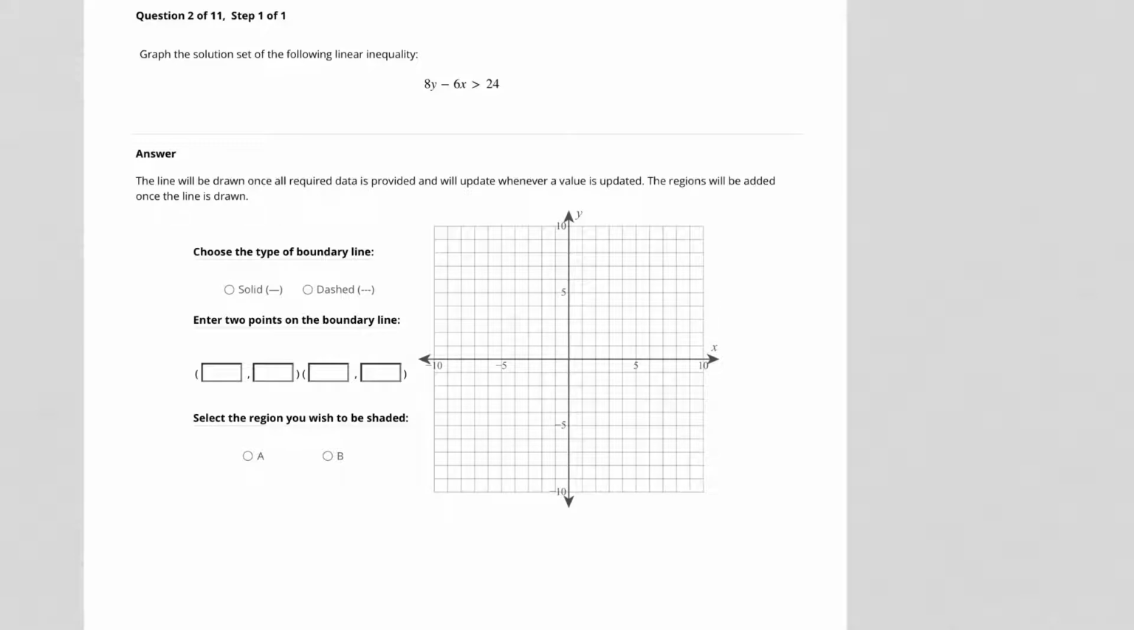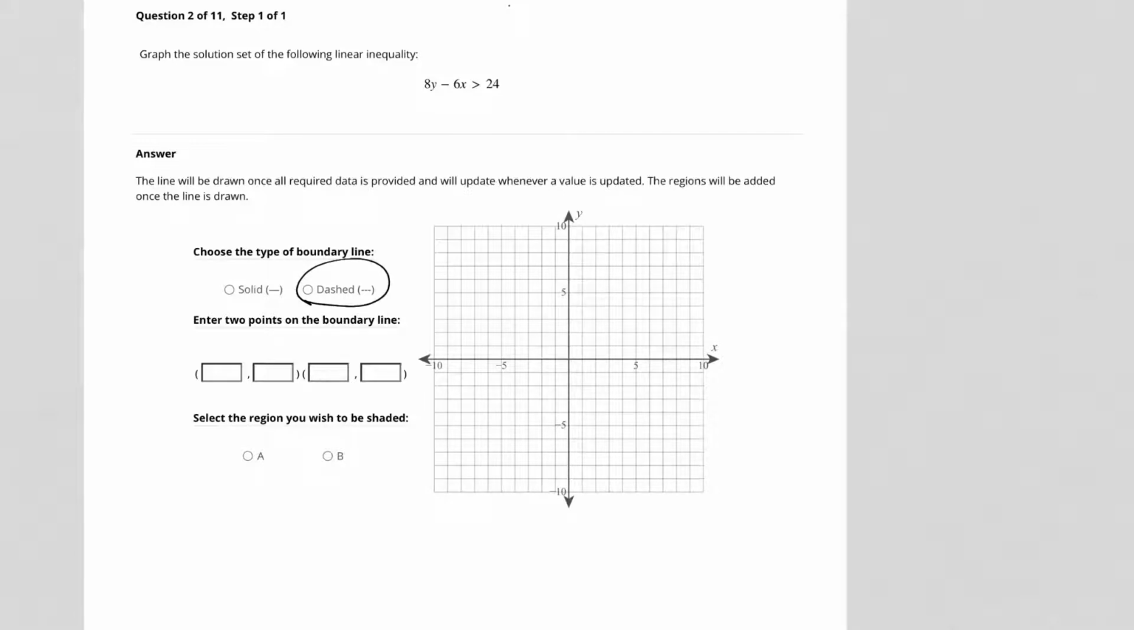Our next example is asking us to graph the solution set of the following linear inequality: 8y minus 6x is greater than 24. Once again, first question, dashed or solid. Strictly greater than means that I have a dashed line.